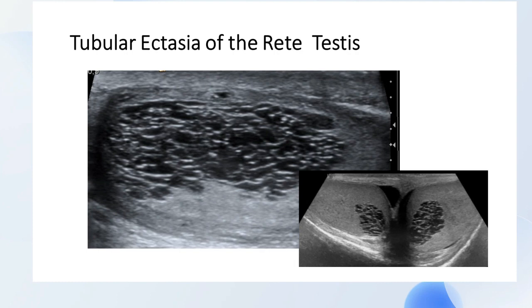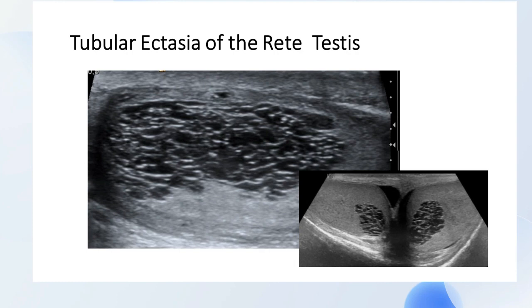If you see such, it could be when the rete testes are blocked somewhere, then you can see the tubular ectasia of the rete testes occurring. You can see they are very tiny like this, and they are not affecting the whole testicle. So this is called tubular ectasia of the rete testes.